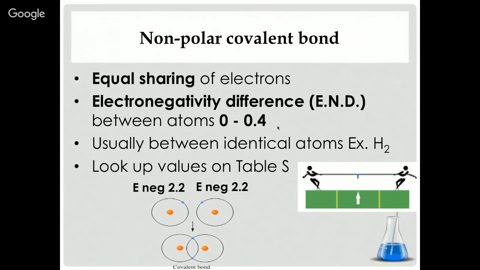It usually occurs between atoms that are the same, so diatomic elements, for example, because they have equal electronegativity, so the END would be 0. Another common example would be carbon and hydrogen. If you do the electronegativity difference between carbon and hydrogen, we notice that it's 0.4, right on the cusp, but it's still a nonpolar covalent bond.